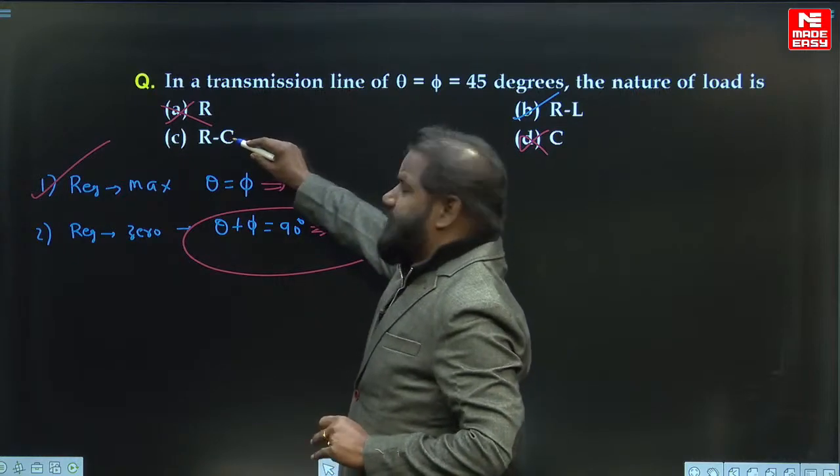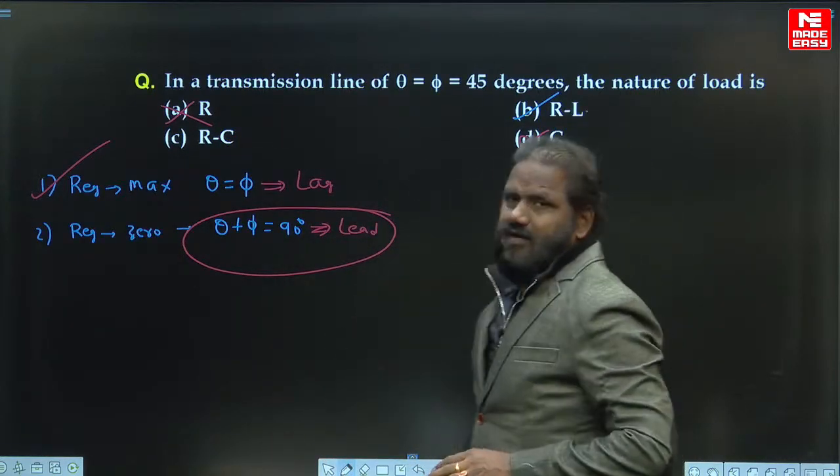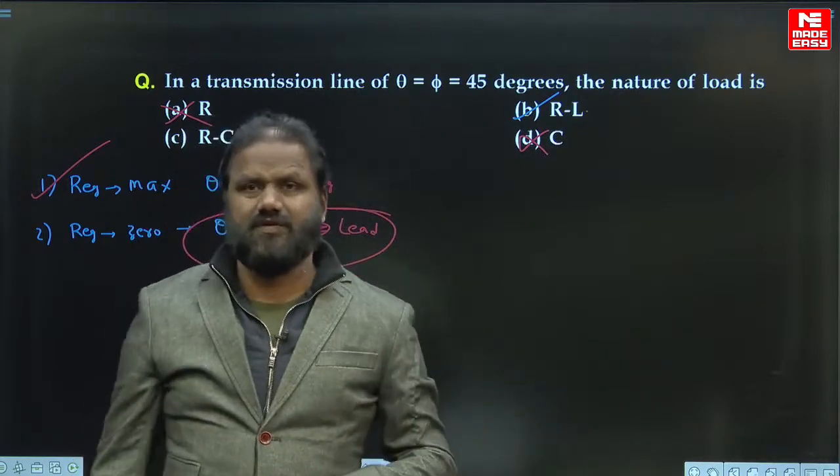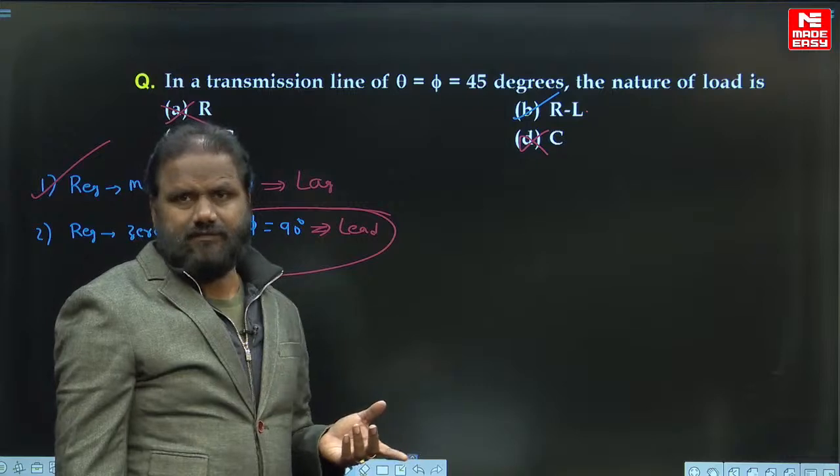With the capacitance, the power factor will lead. With the inductance, the power factor is lag. Therefore, this is the right answer. I hope you understand the concept. Through the concept only you have to get the solution for this question.